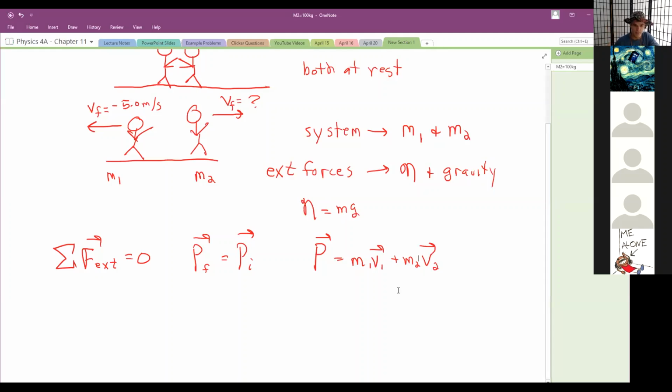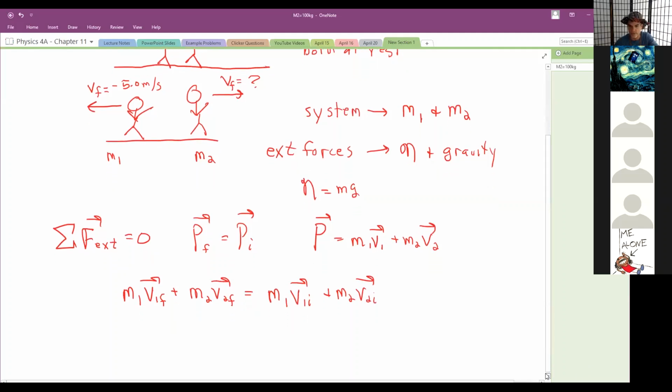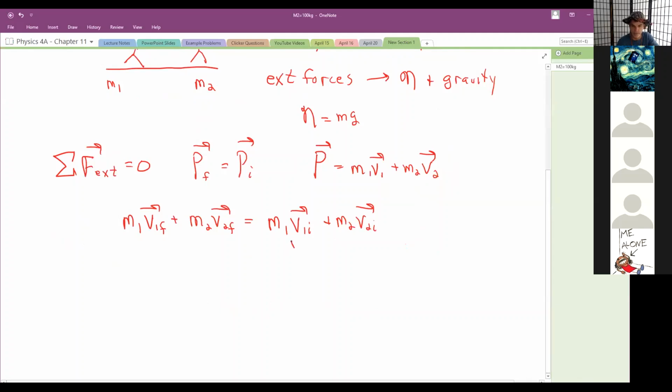So my final momentum, I can write as m1 v1 final plus m2 v2 final. And let's just be specific. How would I write my initial momentum? It would be m1 times v1 initial plus m2 times v2 initial. But they are both initially at rest, which means that the initial momentum of each is 0.